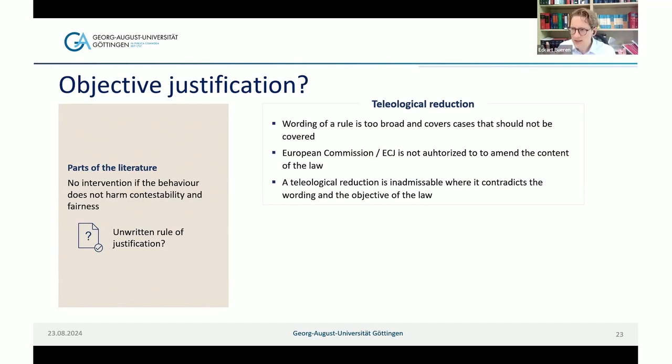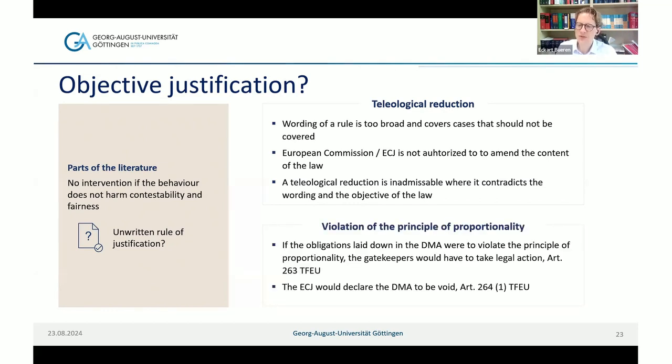If the legislator wanted it to be that broad, and you assume this is unconstitutional because it contravenes primary law, then what you would have to do is bring forward an action of annulment against this rule or against the DMA. And you can't narrow it down by interpretation. You just have to fight the validity of the law. So yeah, we cannot say that.